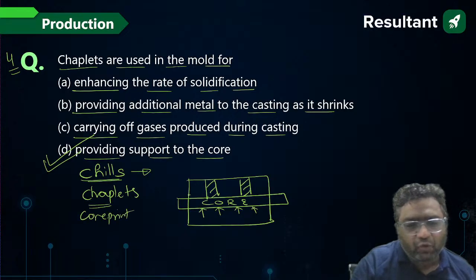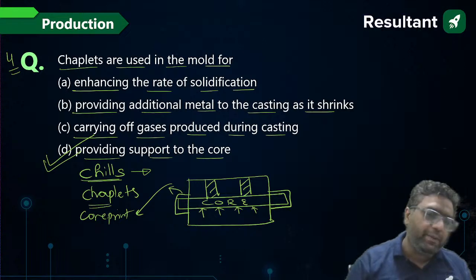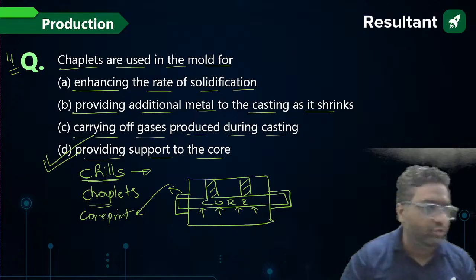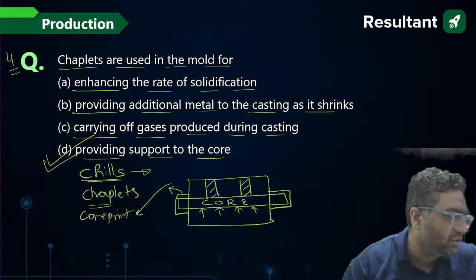Core print is the seat of core. This is said to be core print. So this seat of the core is known as core print. Core print is different, core is different, gills are different, chaplets are different. I feel everybody understood.